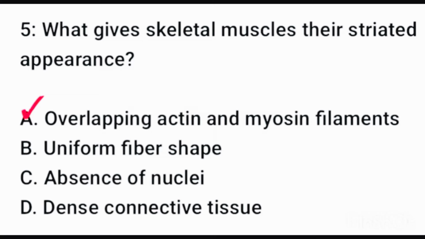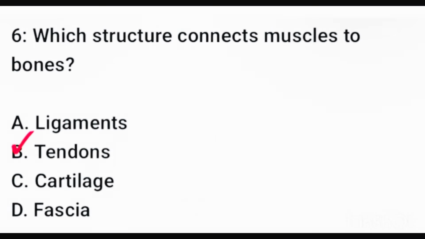Question number 5. What gives skeletal muscles their striated appearance? Here correct option is option A, overlapping actin and myosin filaments. Question number 6. Which structure connects muscle to bones? Here correct option is option B, tendons.